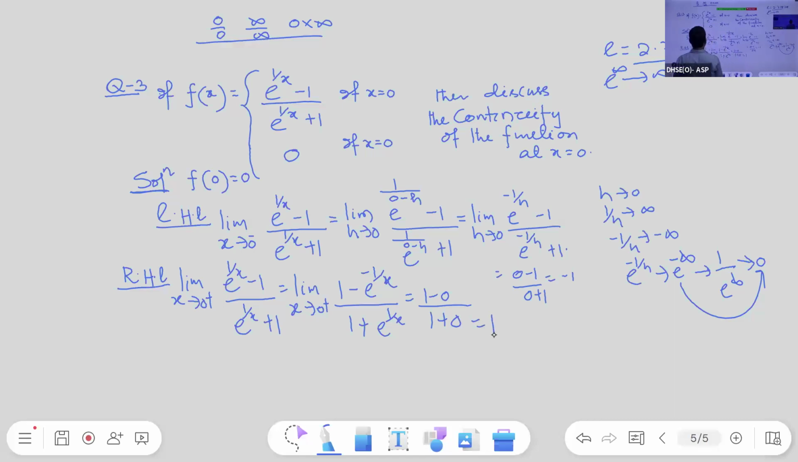So here the value of the function is 0. Left hand limit is minus 1. Right hand limit is equal to 1. So the value of the function is not equal to the left hand limit, which is not equal to the right hand limit. Hence we can say that the function is discontinuous at x equal to 0.